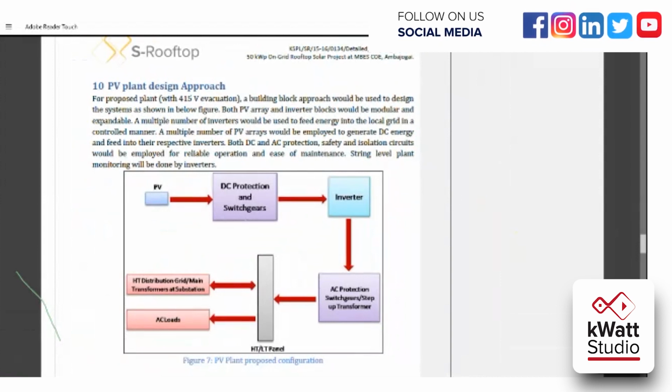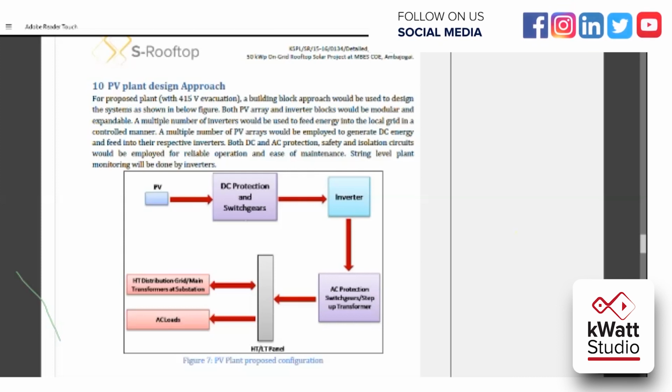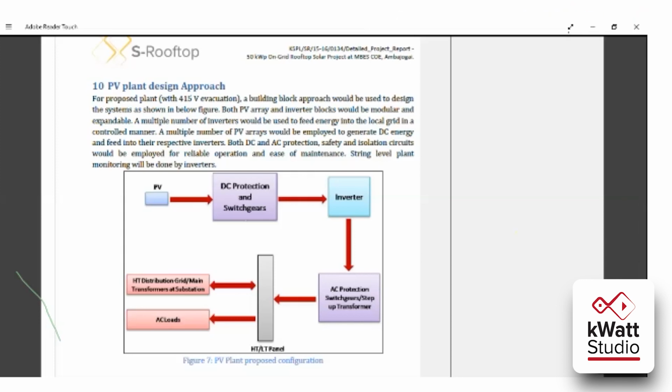This energy will be generated from PV. It will be given to DCDB for protection purpose. Then from DCDB to inverter. Inverter will convert DC into AC. Then it will be given to ACDB. If multiple inverters are there, if more than one inverter is there, then in ACDB you can combine the output of all those inverters.